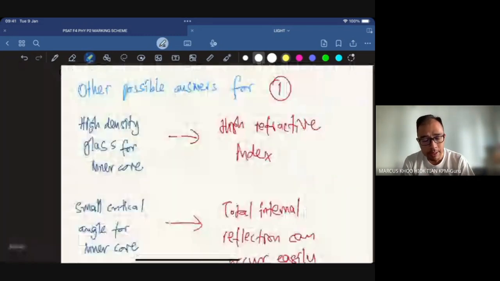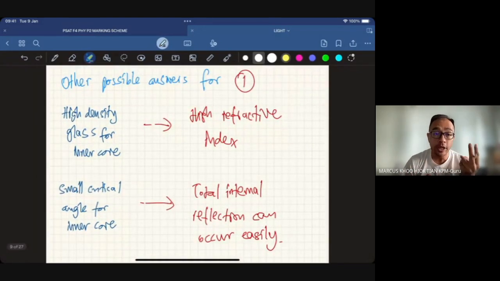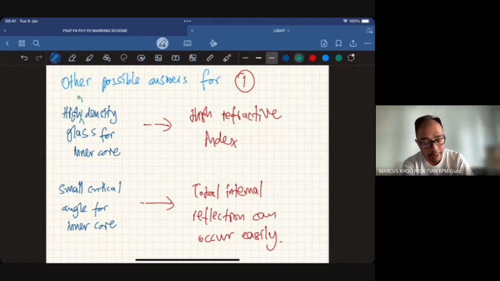Other possible answers for the characteristics: you only have to give two, but you can give all three if you want. The first one was the high refractive index. The second one is high optical density. Sorry, my bad, this should be high optical density. High optical density means high refractive index, and high refractive index means small critical angle, which means total internal reflection can occur. That is the order in which you should think of things. Dia punya optical density besar, refractive index besar. Refractive index besar, small critical angle. Small critical angle means very easy for total internal reflection to occur.